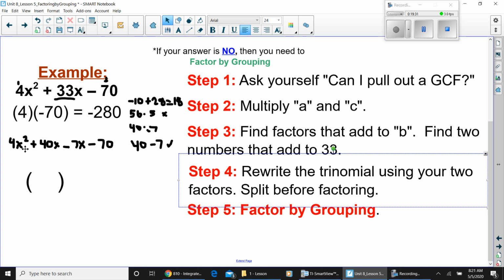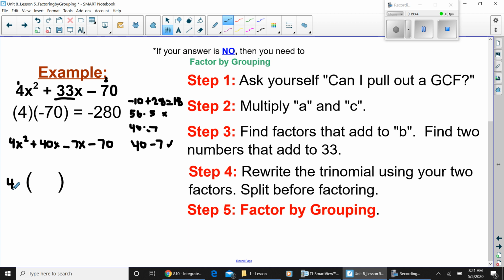So just looking at the first two terms, what is the greatest common factor that is within those first two terms? Well, it's a 4. 4 goes into 4, and 4 goes into 40. And then x squared and x, the greatest common factor is x that you pull out. So that's 4x. Now 4x times what equals 4x squared? 4x times x equals 4x squared. And 4x times what equals 40x? 4x times 10 equals 40x.